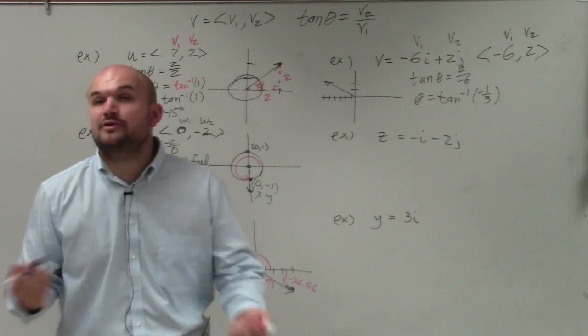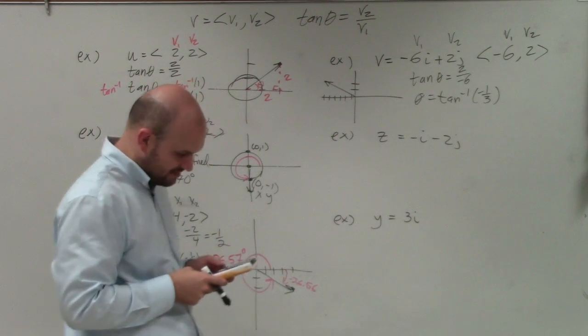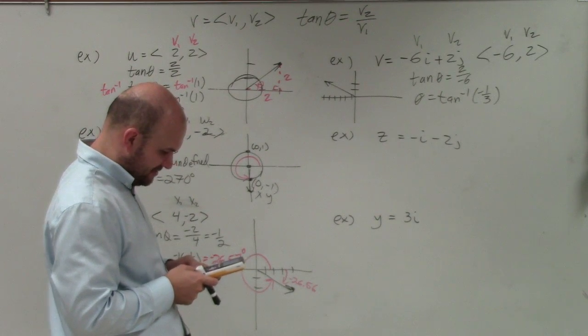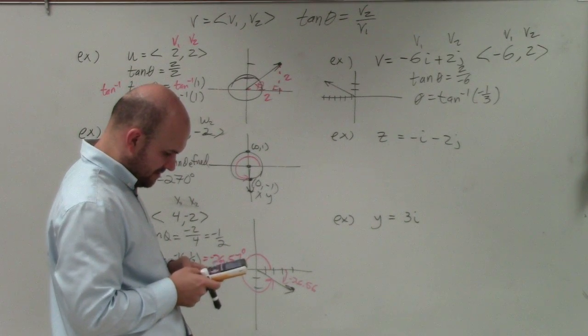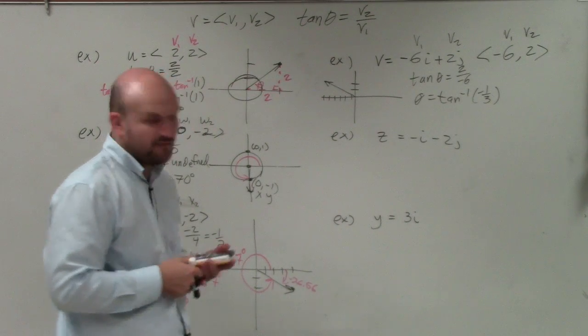So again, now we're going to use my calculator. So I do inverse tangent of negative, and I'm not going to use a decimal this time, 1 divided by 3. I'm going to use a fraction. And I get -18.43 degrees.